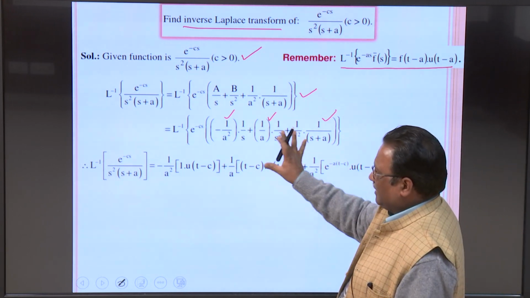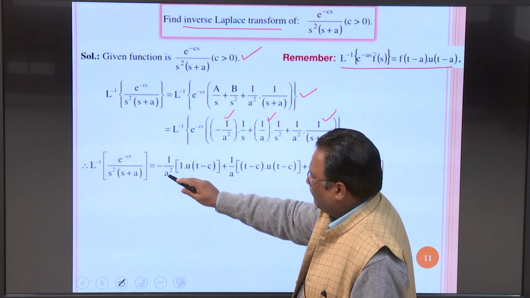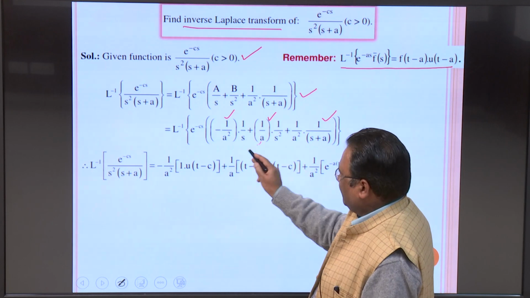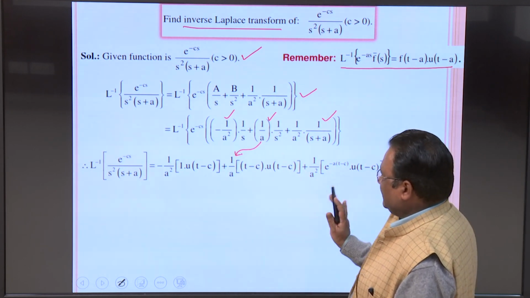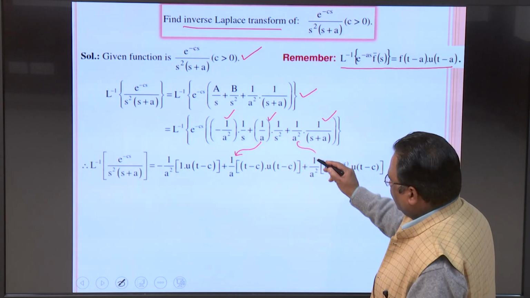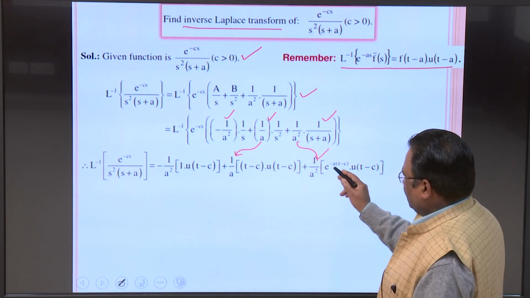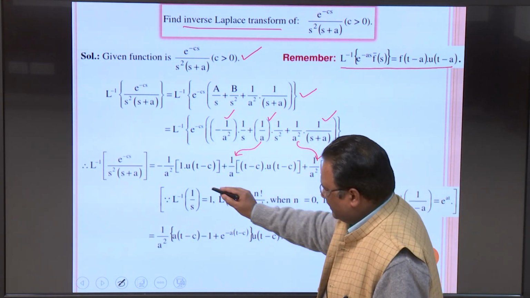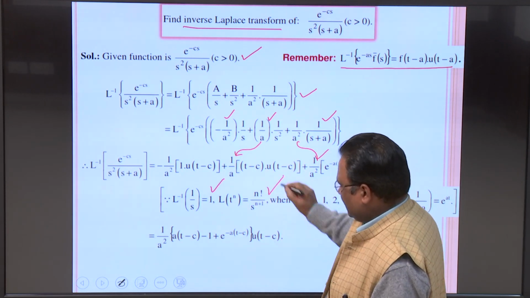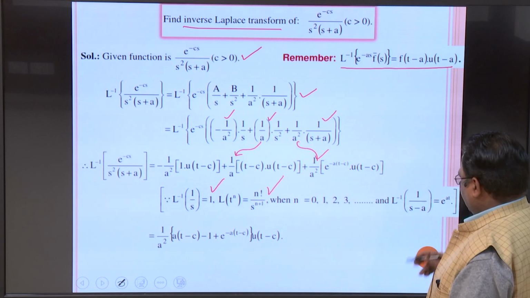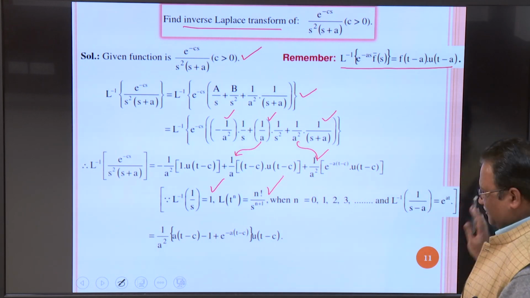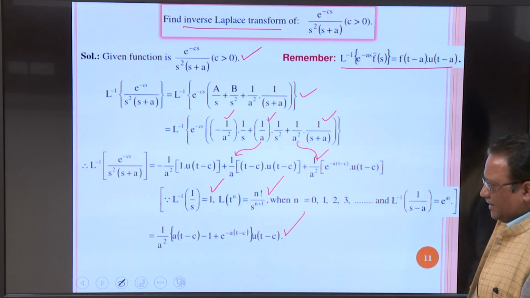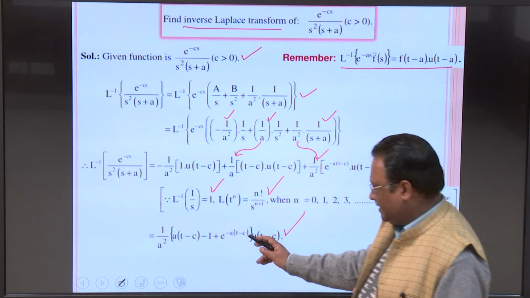Now look at each term separately to see how to solve it. We get −1/a² · u(t − c) + 1/a · (t − c)u(t − c). Similarly, 1/a² · e^(−a(t − c)) · u(t − c). Just simplify. Here we apply the inverse Laplace transform method, and L inverse of 1/(s − a) is e^(at). After simplification you will get this result: 1/a² [a(t − c) − 1 + e^(−a(t − c))] u(t − c).